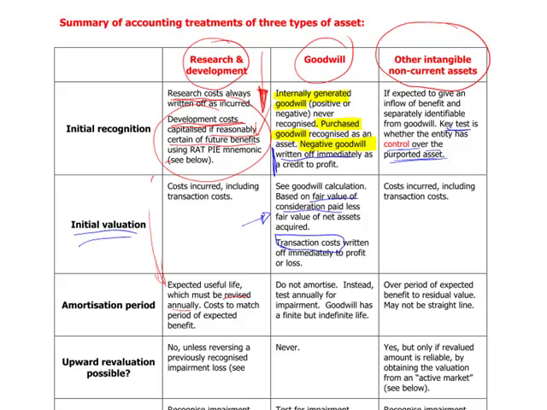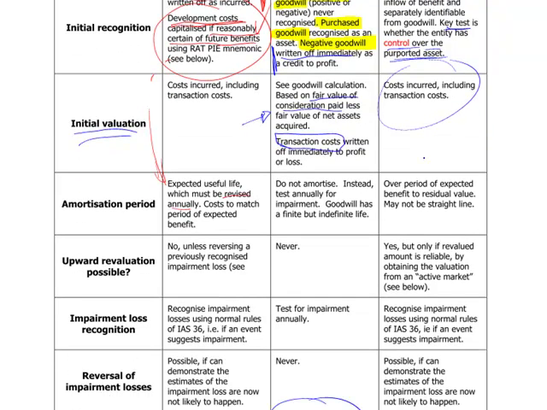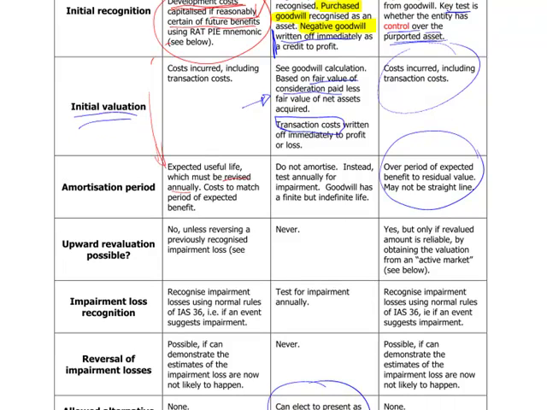In terms of initial valuation, it's exactly the same discussion as research and development. What happens with amortization? Well, again, all these intangible non-current assets have their expected life, may have a residual value, pretty much like tangible non-current assets, and you could use different methods of amortization, not necessarily straight line. And they do have a finite life, as we said, unlike goodwill, for instance.